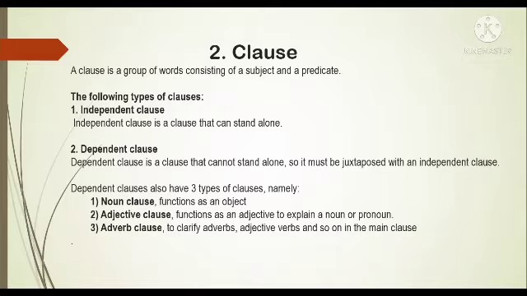A clause can be an independent clause or a dependent clause. An independent clause is a clause that can stand alone. A dependent clause has three types: noun clause, adjective clause, and adverb clause. A noun clause functions as an object. An adjective clause functions to clarify adverbs, adjectives, and so on in the main clause.